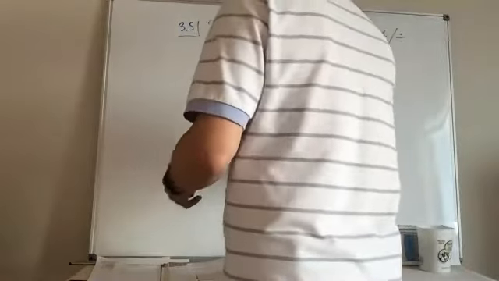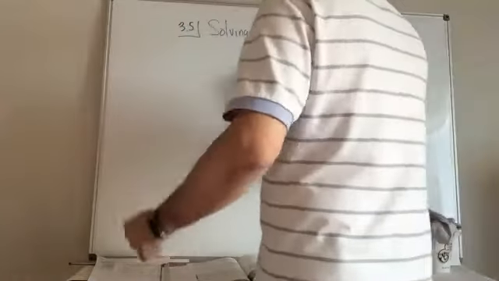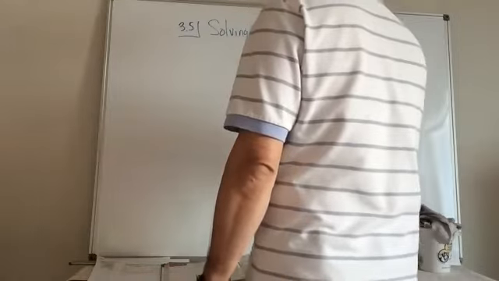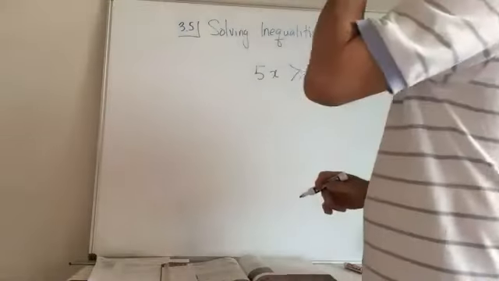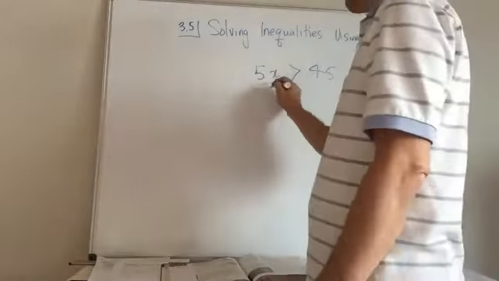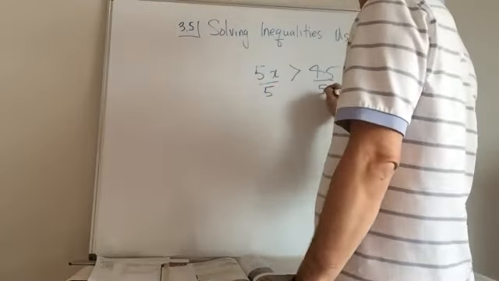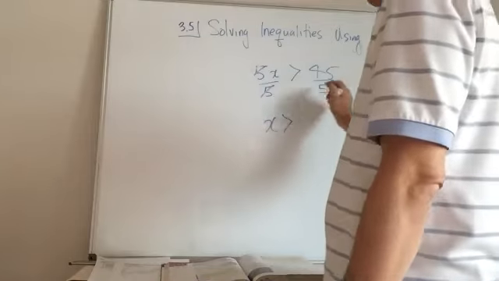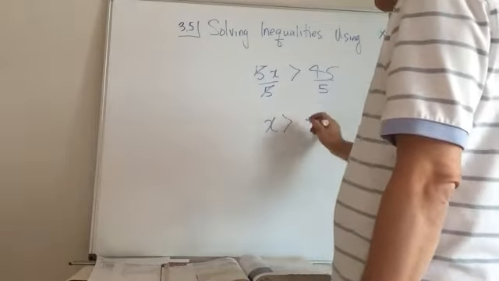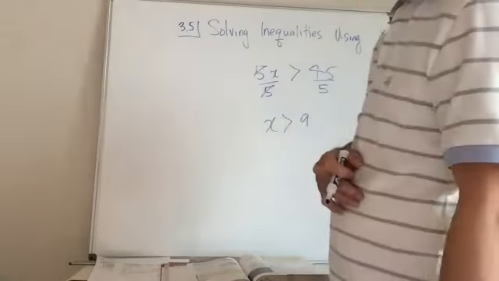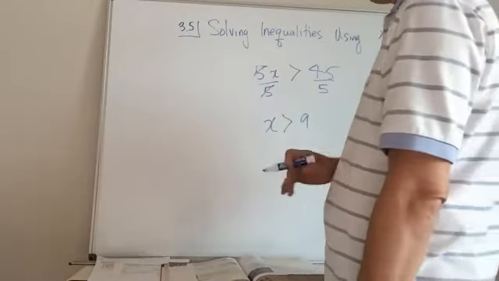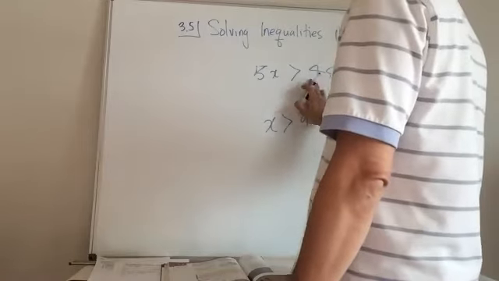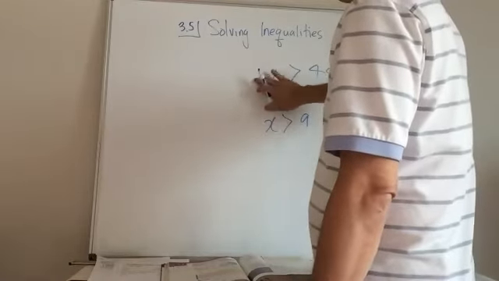So if I have the inequality 5x is greater than 45, I would divide both sides by 5. The 5's cancel out. X is greater than 45 divided by 5, which is 9. So that's your answer. Now, if I change the question again, and instead of 5x, I put -5x.